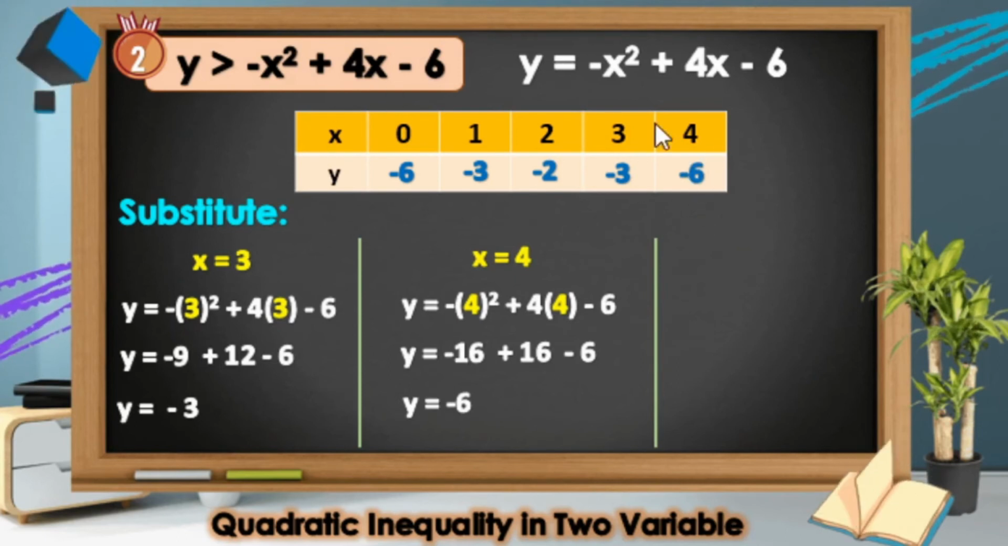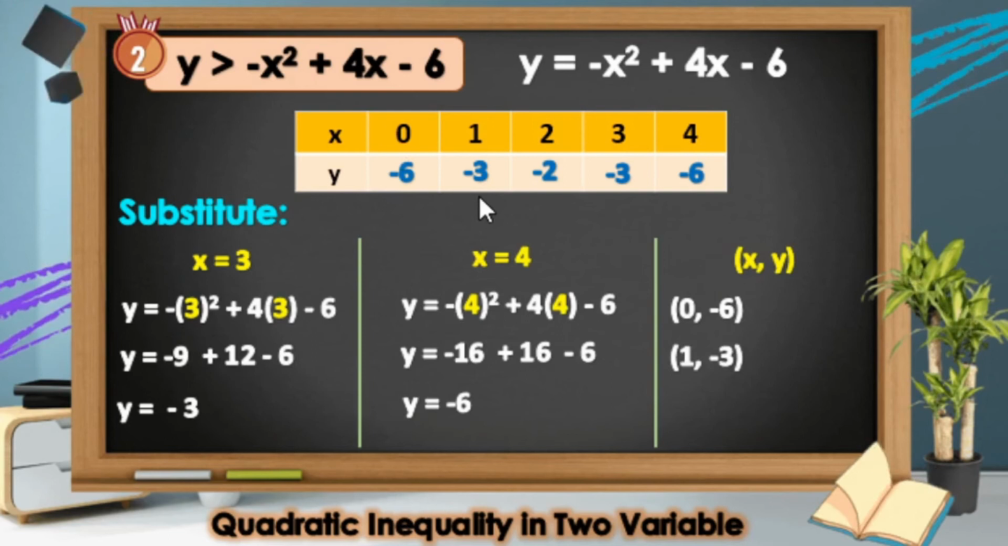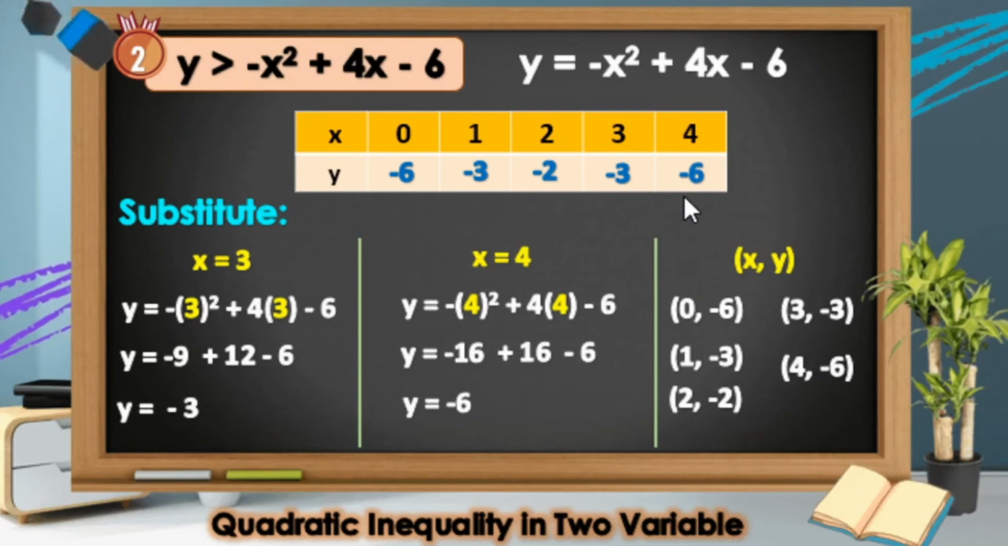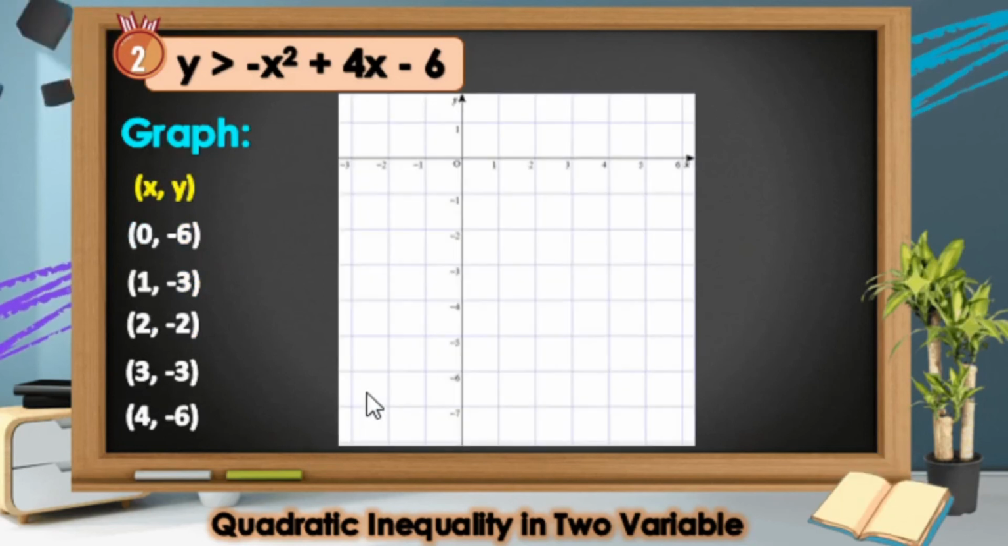And then, let us rewrite this table of values into an ordered pair. So, x and y. So, we have 0, negative 6 for this one. And for this, we will have 1, negative 3. And for this one, 2, negative 2. And then for this one, 3, negative 3. And 4, negative 6. Then let us plot or graph these points in our Cartesian plane.